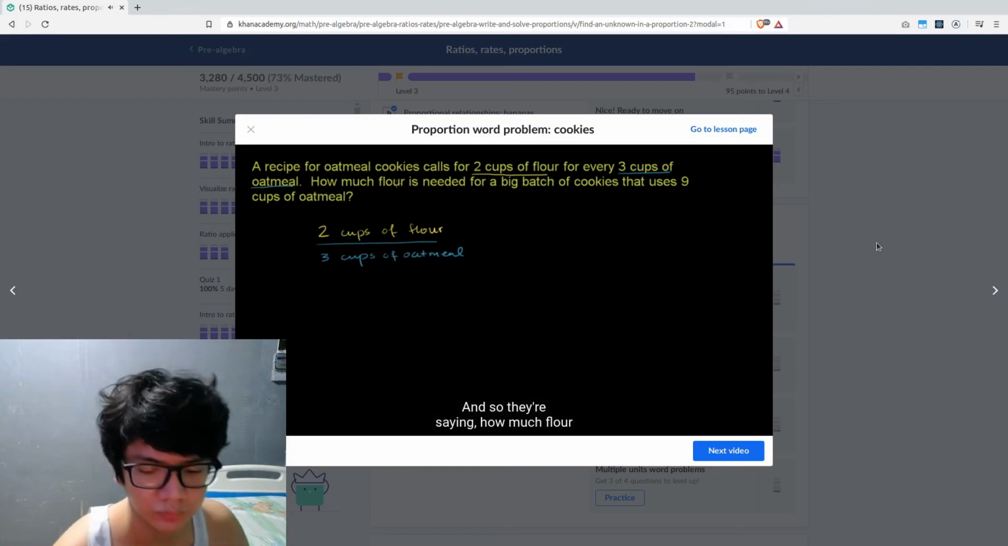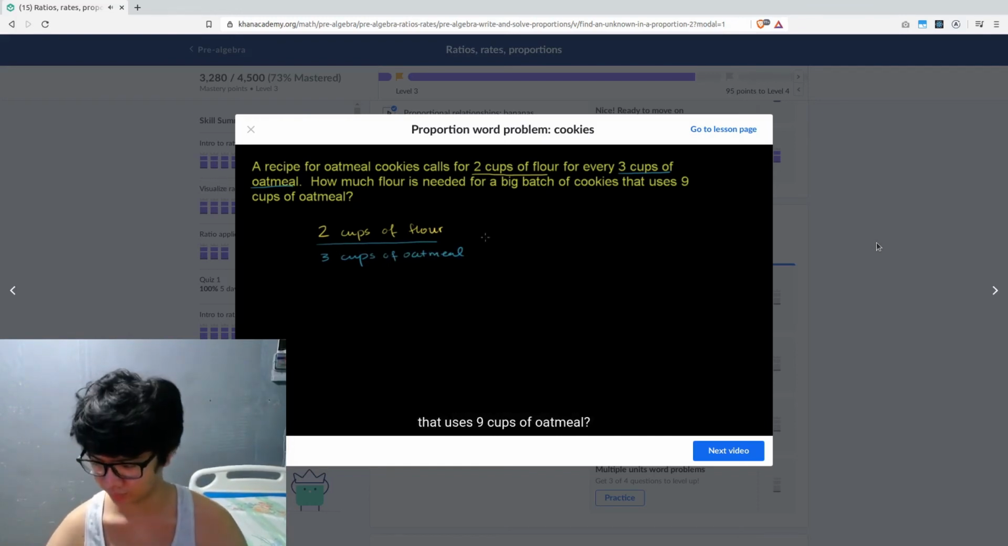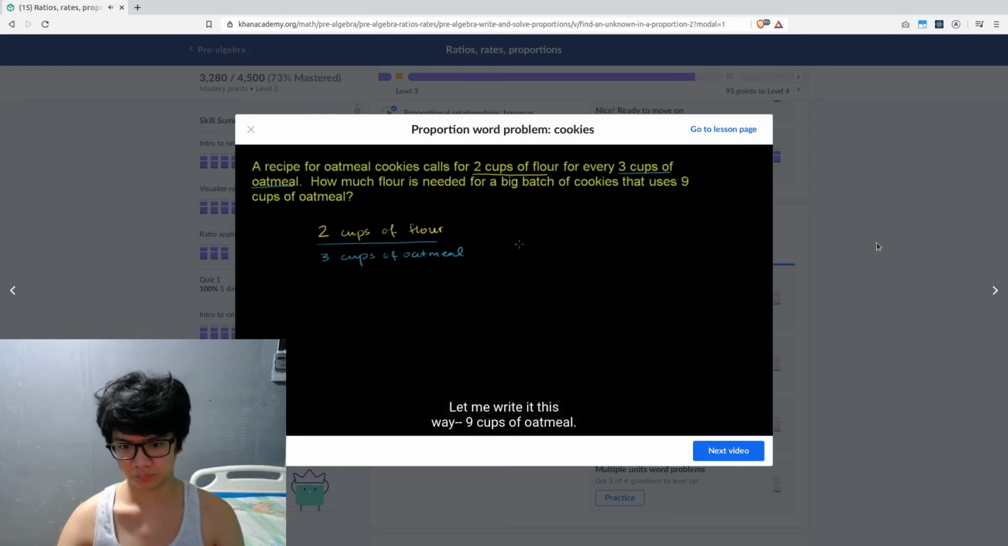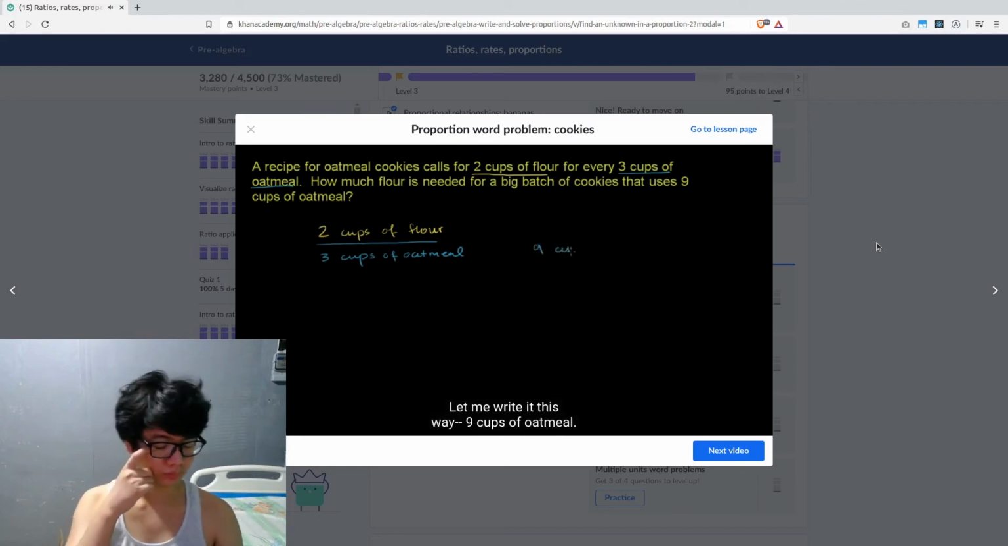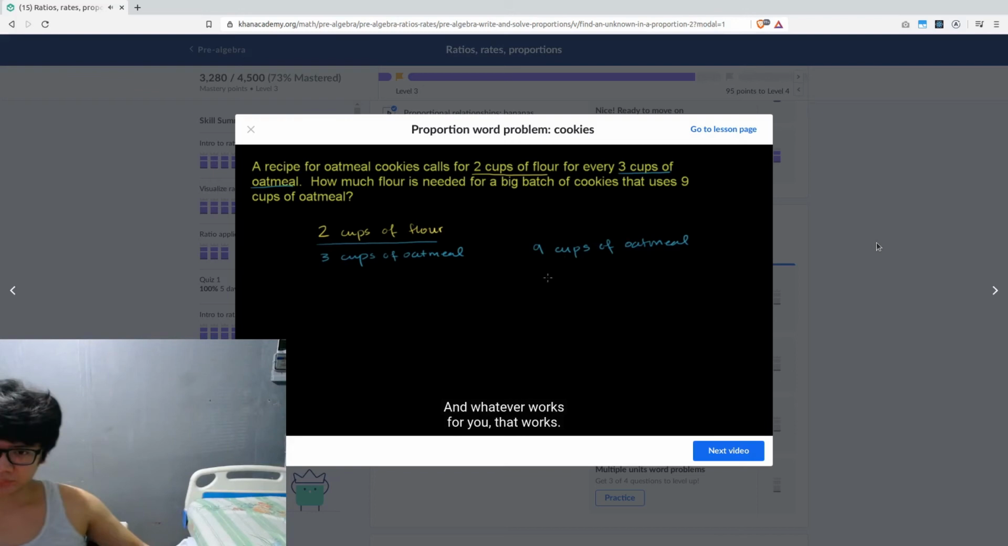And so they're saying how much flour is needed for a big batch of cookies that uses 9 cups of oatmeal. So now we're going to a situation where we are using 9 cups of oatmeal. And I'll show you a couple of different ways to think about it, and whatever works for you, that works.